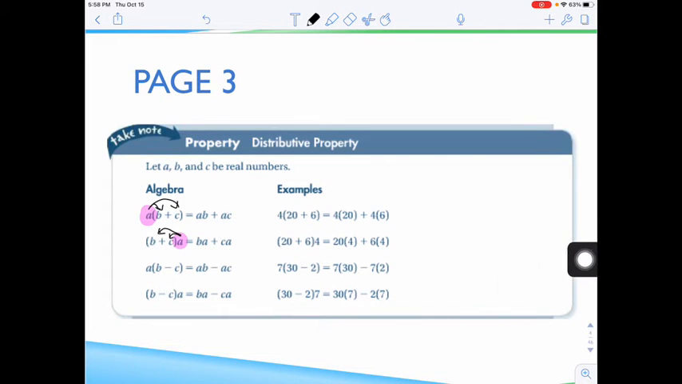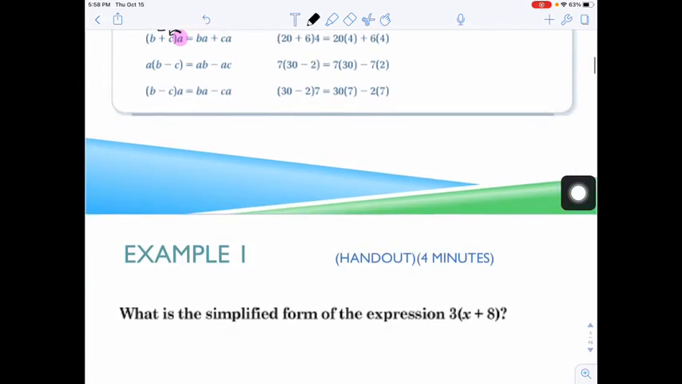These are just some examples with numbers. So if you distribute 4 into (20 plus 6), you would have 4 times 20 plus 4 times 6. If you wanted to go the other way, you could write it as (20 times 4) plus (6 times 4), and same thing for subtraction.